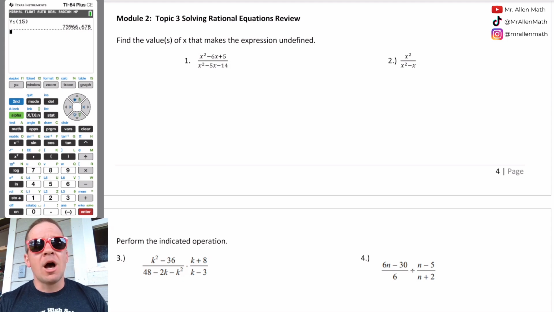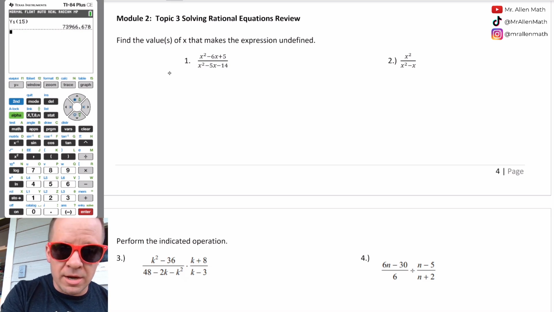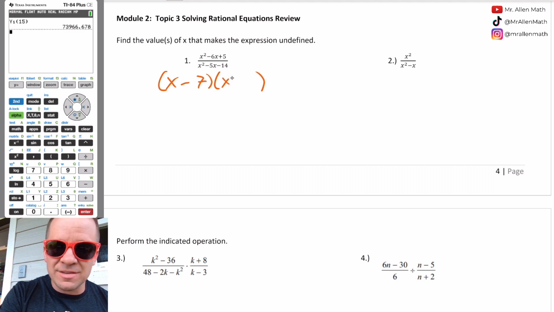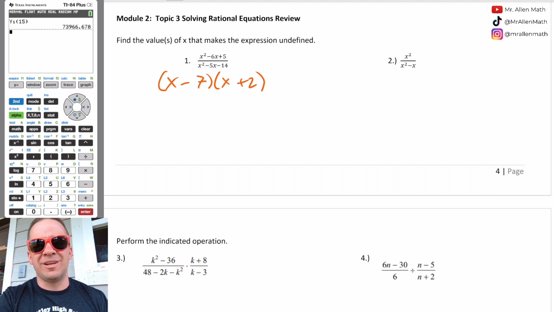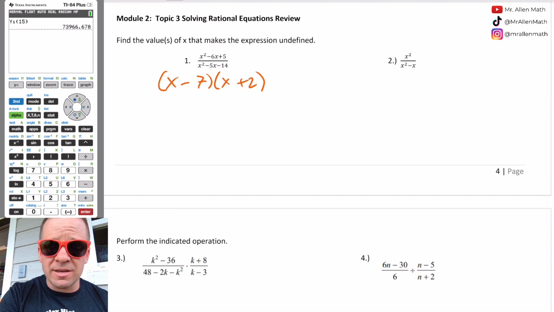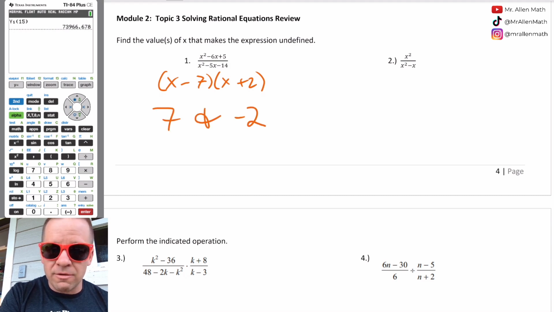It's epic, man. All right, so we want to find the values of x that make the expressions undefined. What makes it undefined? 0 in my denominator. So the only thing I need to do here is factor that denominator, right? So what multiplies to negative 14 and adds to negative 5? Negative 7 and positive 2. You guessed it. Well done, guys. So the x values that make it undefined, we would say 7 and negative 2. Those are the two x values that make it undefined.